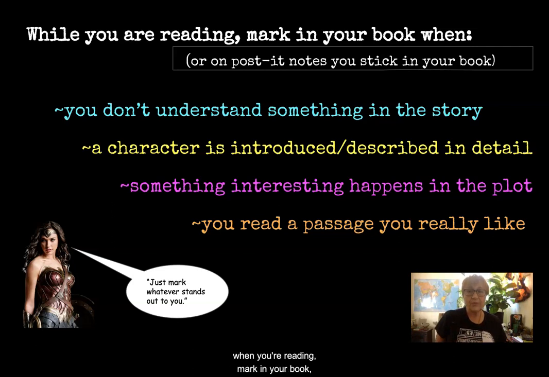So when you're reading, mark in your book or on a Post-it note whenever you don't understand something in the story. What happened? I don't get this. Circle it. Put a big old question mark in the margin or on your Post-it note. When a new character comes into the story, I always circle that character. And if they are described in detail, I highlight that as well, because that might be important later. And it helps me to know the character.